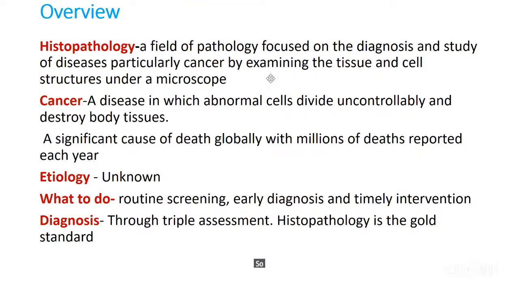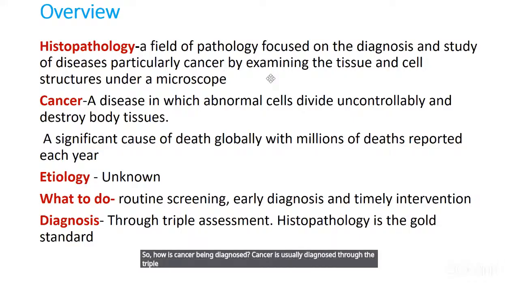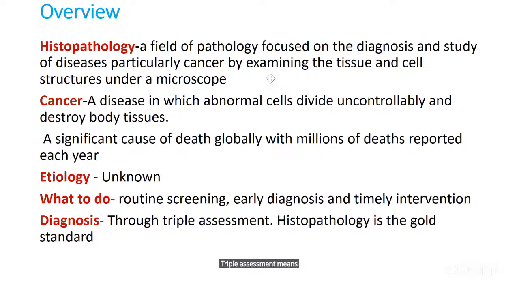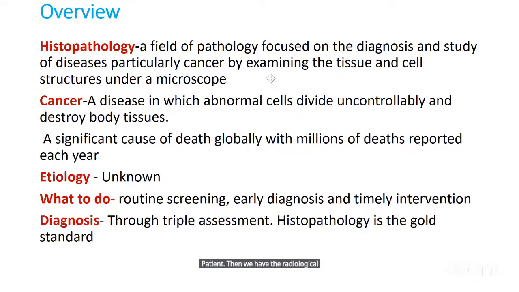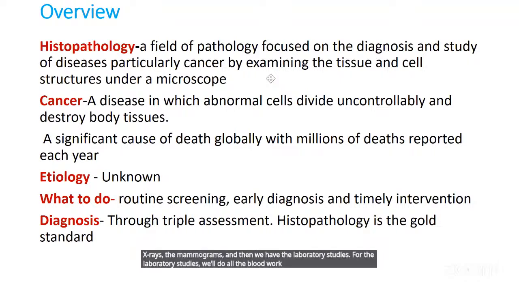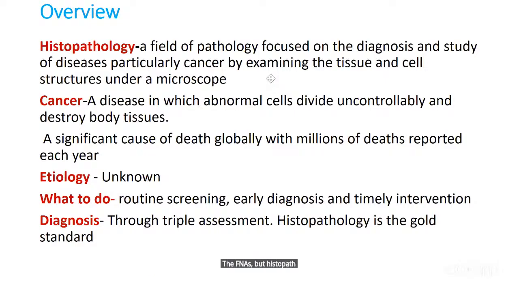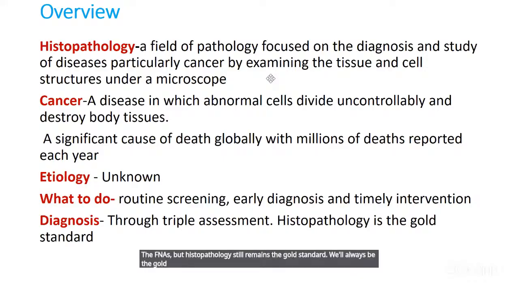So how is cancer being diagnosed? Cancer is usually diagnosed through the triple assessment. Triple assessment means we have the clinical assessment, whereby the clinician will examine the patient physically based on the signs and symptoms of the patient. Then we have the radiological studies, including the scans, X-rays, and mammograms, and then we have the laboratory studies. For the laboratory studies, we do all the blood works, cytology screens, the pap smears, the FNAs, but histopathology still remains the gold standard. It will always be the gold standard for diagnosis.